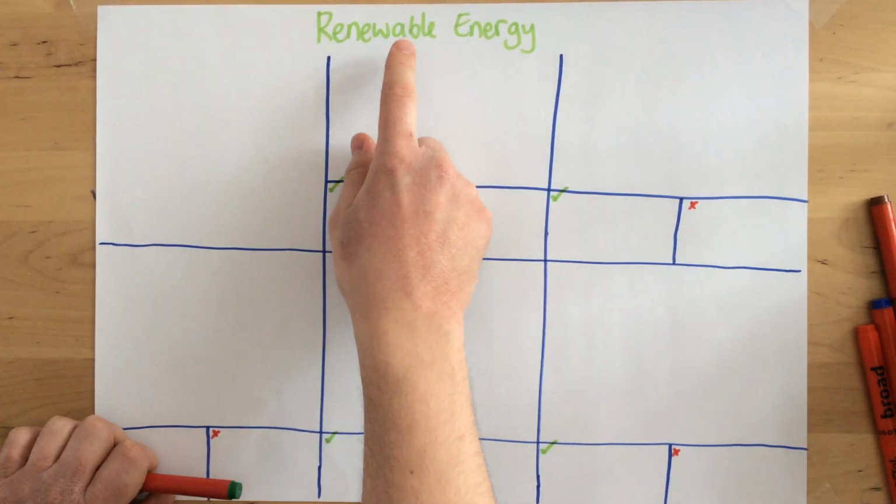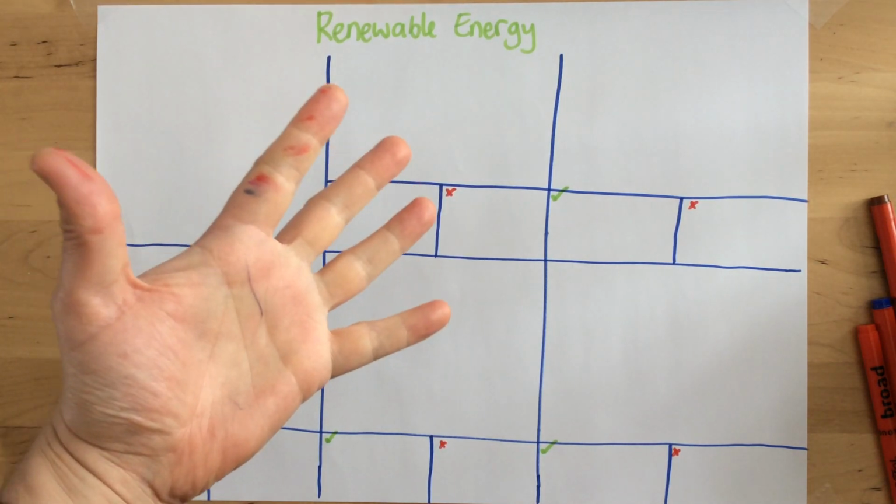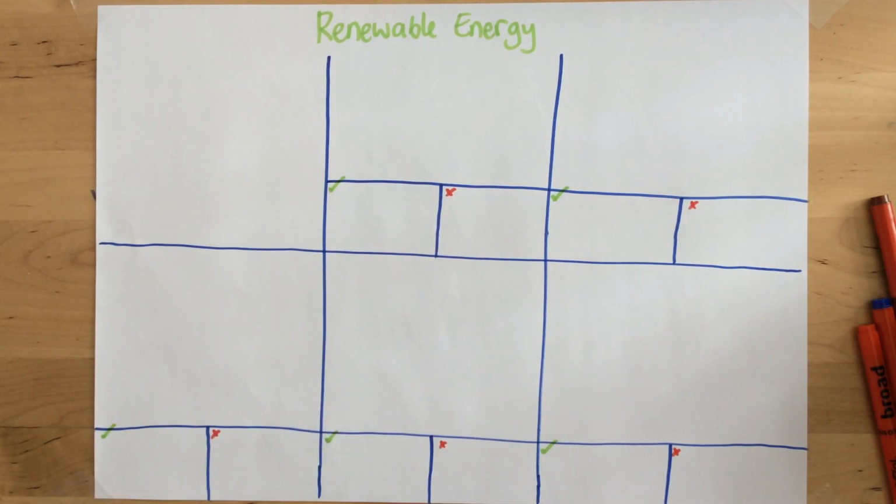Okay, today I'm going to talk to you about renewable energy sources. We're going to look at what is meant by renewable energy. We're going to look at 5 different types of renewable energy, and for each one we're going to have a look at their advantages and the disadvantages.